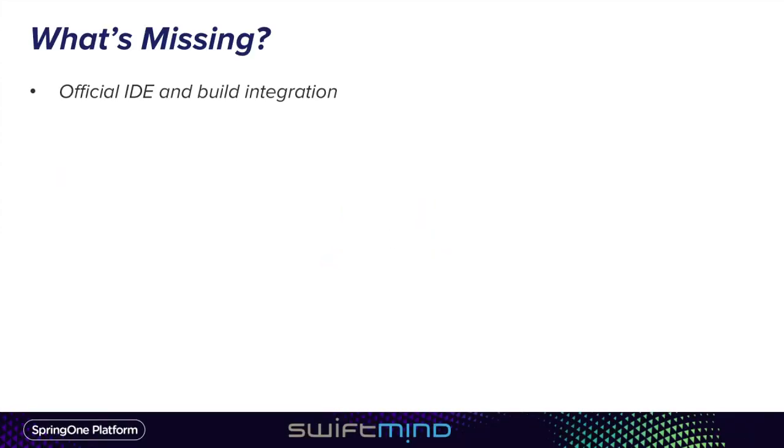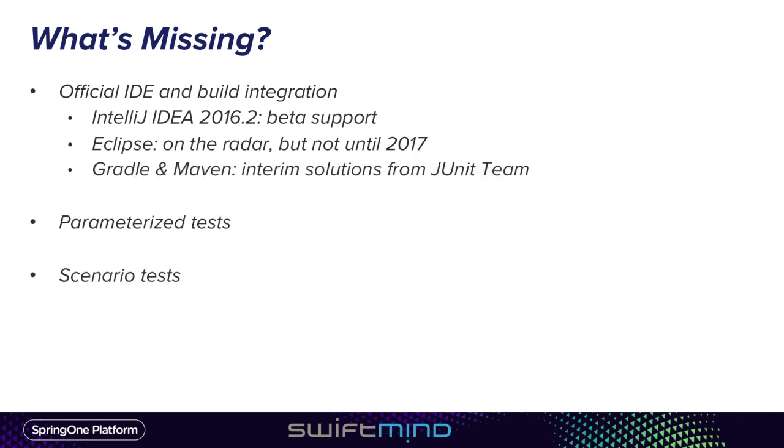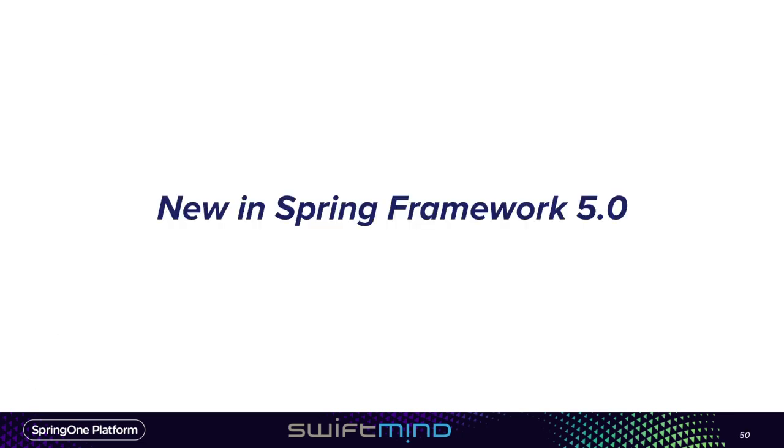Okay, so what's missing? The official build and IDE integrations I mentioned before. That's coming. We have our own plugins. IntelliJ IDEA 2016.2 has beta support, so you can actually do it within the IDE without having to use that special runner. Eclipse is on the radar, but probably not coming in 2017. Parameterized tests, parameterized by an extension, is not there yet. Scenario tests, kind of like with TestNG, where we have multiple steps with an ordering. Parallel execution, these are things we're looking at.